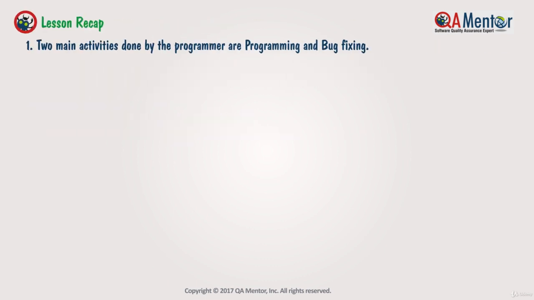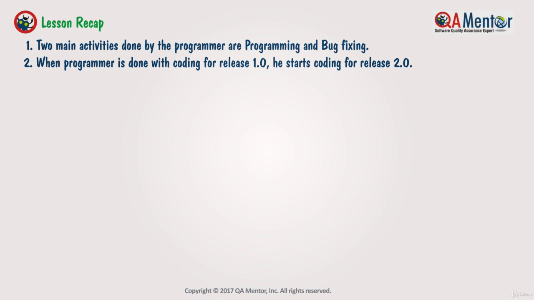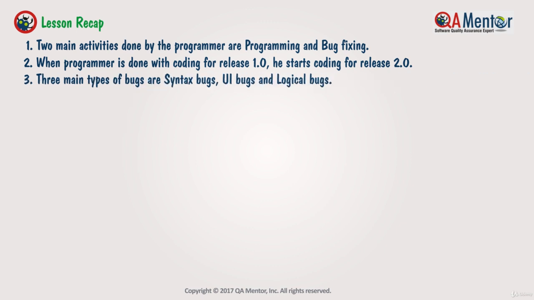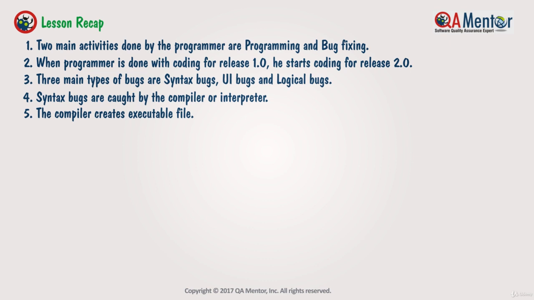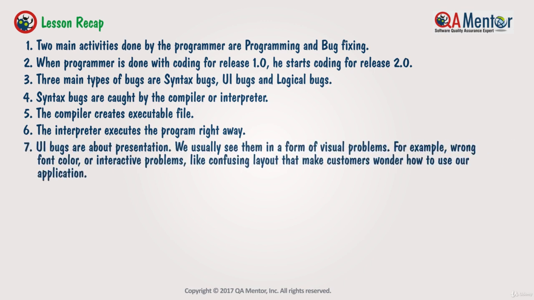Lesson recap. 1. 2 main activities done by the programmer are programming and bug fixing. 2. When the programmer is done with coding for release 1.0, he starts coding for release 2.0. 3. 3 main types of bugs are syntax bugs, UI bugs, and logical bugs. 4. Syntax bugs are caught by the compiler or interpreter. 5. The compiler creates an executable file. 6. The interpreter executes the program right away. 7. UI bugs are about presentation. We usually see them in the form of visual problems, for example, wrong font color, or interactive problems like a confusing layout that makes customers wonder how to use our application.